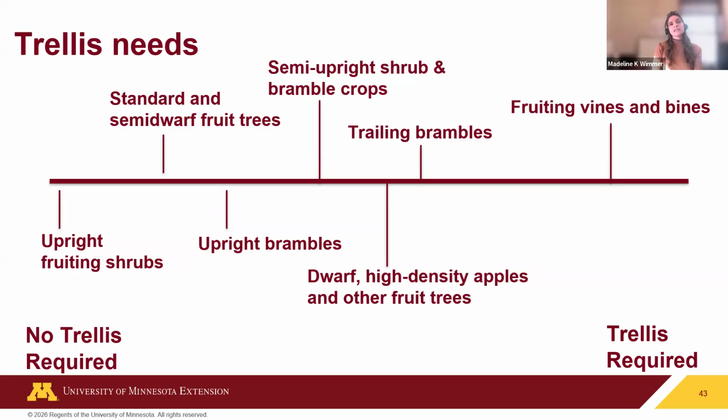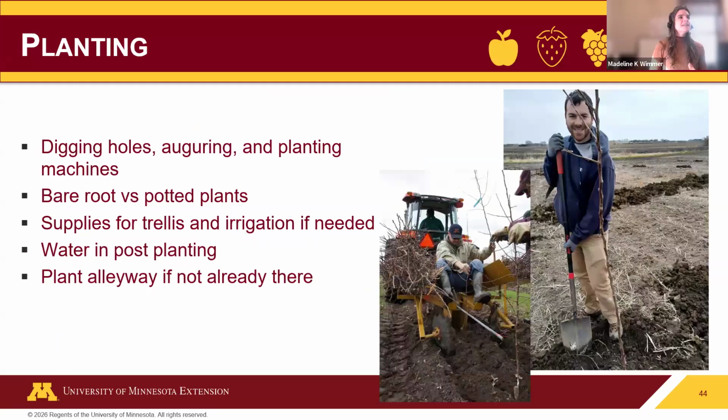And then you have things like actual dwarf high density apple trees, which are going to need really tall trellises to support them, especially if you're doing specific types of training with them. And then fruiting vines, and I have vines up here too. People ask about hardy kiwis sometimes, which are technically vines, but for the most part, you can just call them vines, and that's okay.